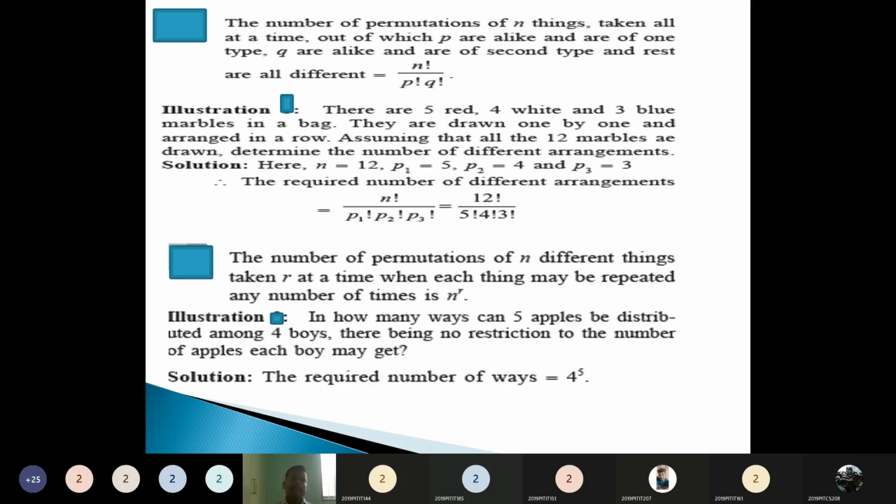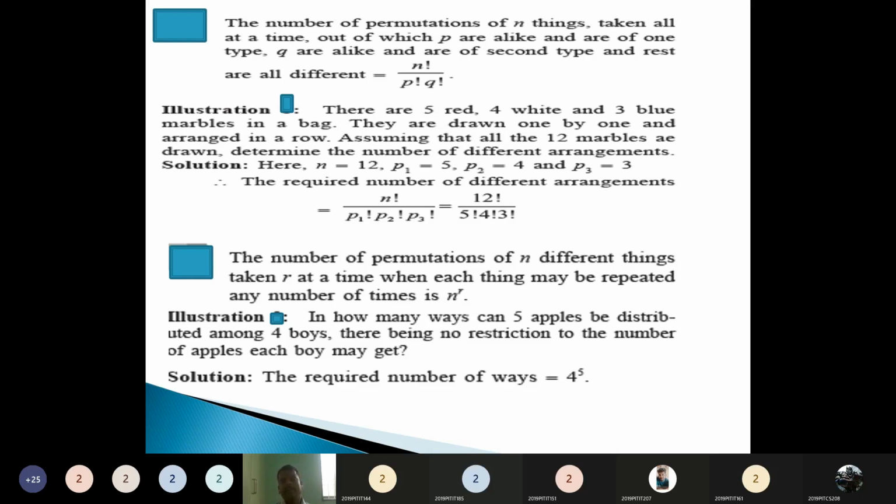Next, the number of permutations of n different things taken r at a time, when each thing may be repeated any number of times, is n power r. So keep this in mind. This is one case in the permutation. That is equal to the formula n power r. From the example, you can understand the definition clearly.